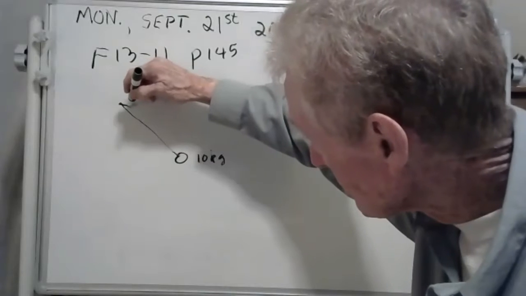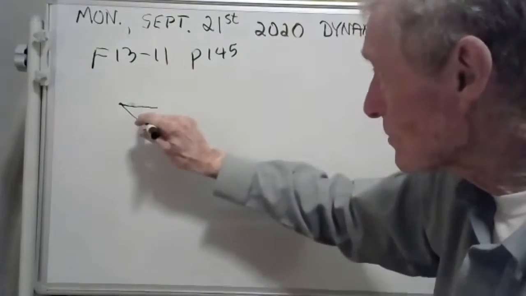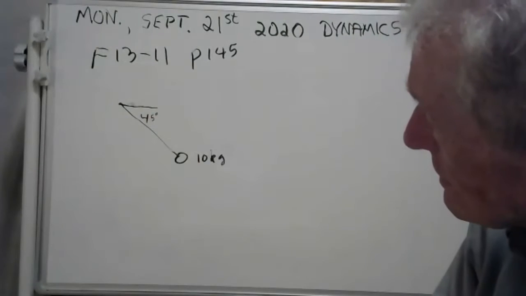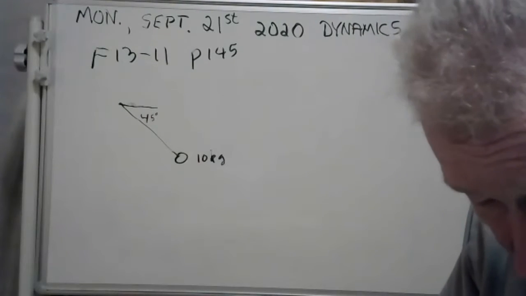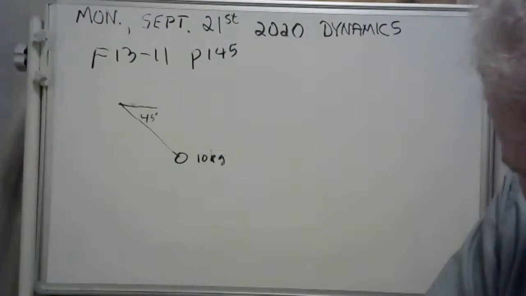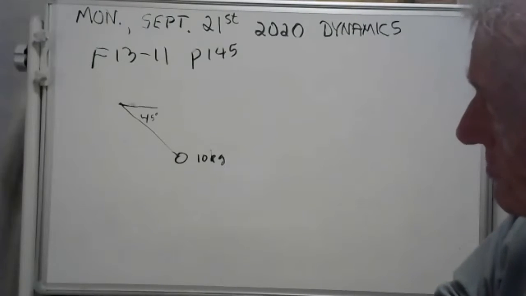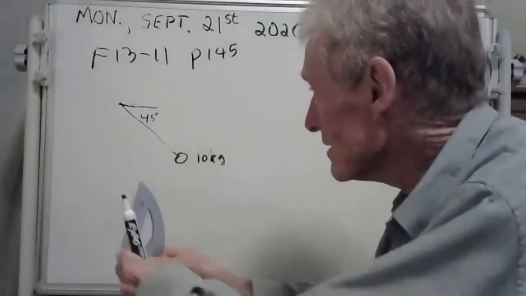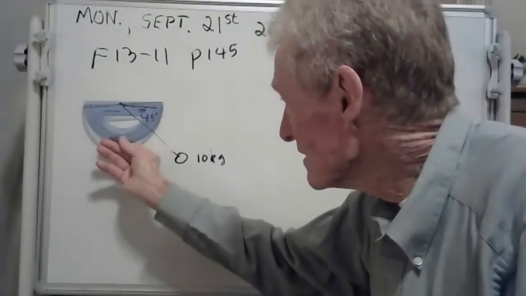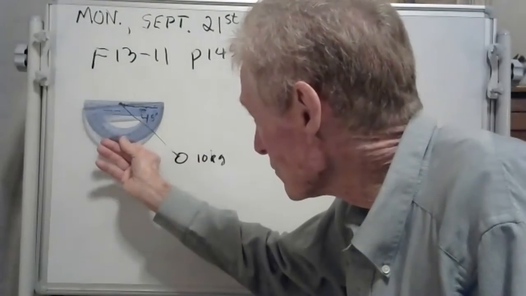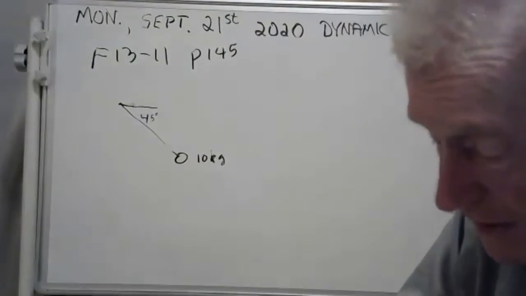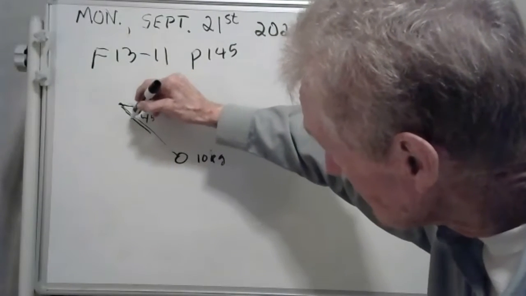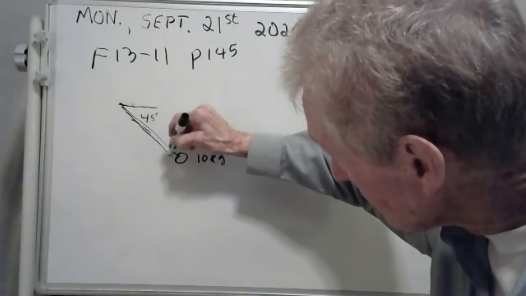Having a little trouble here. This is supposed to be 45 degrees. You know, I didn't measure that. That's too small. That's not 45 degrees. It's more like 40. It's not too bad, really. But here, let's make it 45 degrees. Here we go.